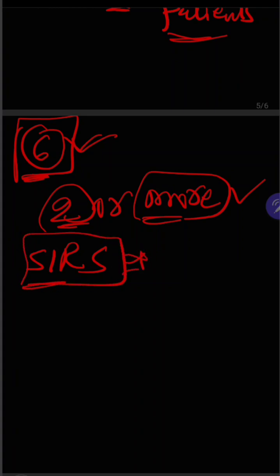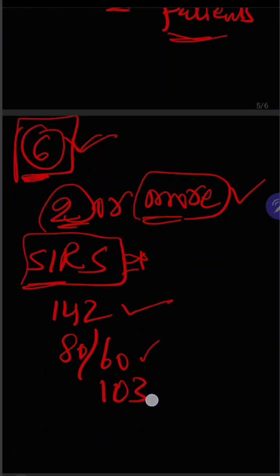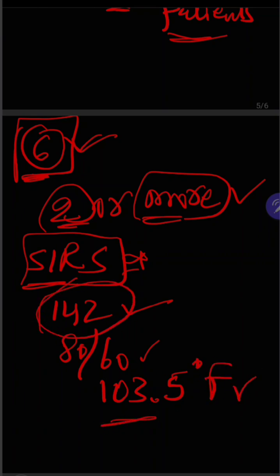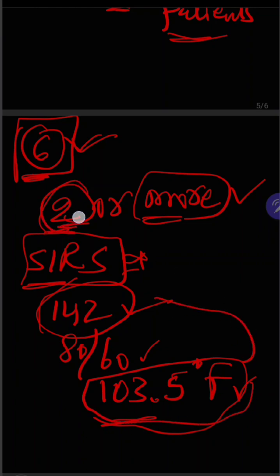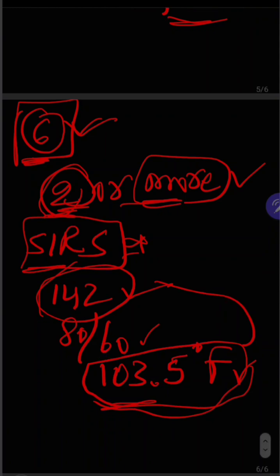For example, suppose a patient came with heart rate of 142 and BP 80/60, or the temperature is 103.5 degrees Fahrenheit. Suppose the patient has a heart rate of 142 and the temperature is 103.5. So these 2 points, at least 2 or more than 2. So the patient is fitting in SIRS.